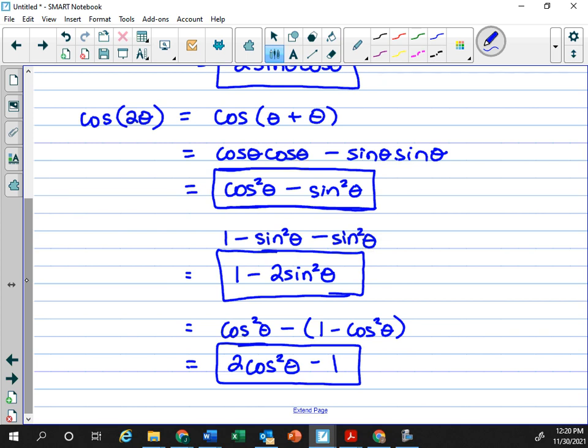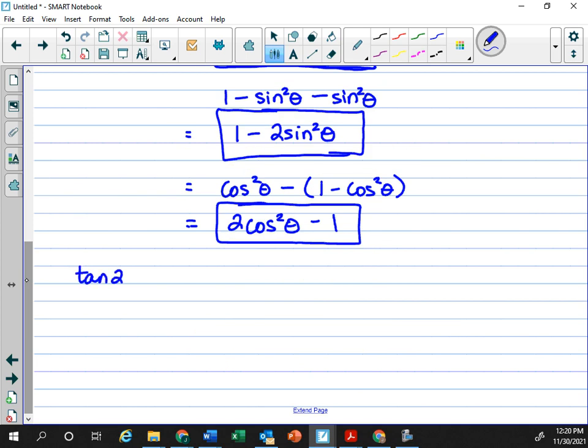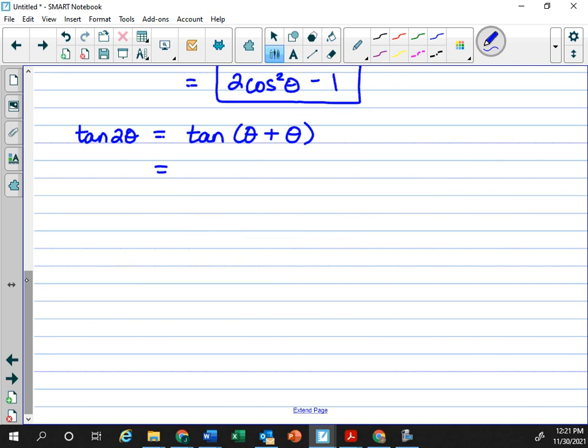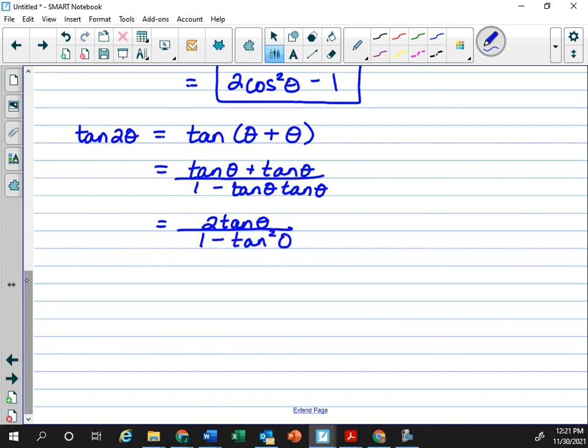Okay. All right, let's try tangent double angle here. So tangent 2 theta, that's tangent of theta plus theta. So what's our formula there? Tangent theta plus tangent theta over 1 minus tangent squared theta. Yep. So we could simplify that to 2 tangent of theta over 1 minus tangent squared theta. And there's just 1 you have to know for that. Okay, so those are all of your double angle formulas.